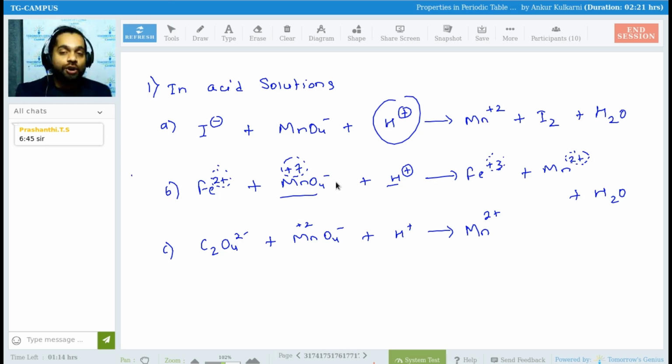Look over here. Mn will get converted no matter what to Mn2 plus. Your C2O4 2 minus, since it contains carbon and oxygen, will convert into carbon dioxide. Carbon dioxide, and H plus will convert into H2O. Simple as that.